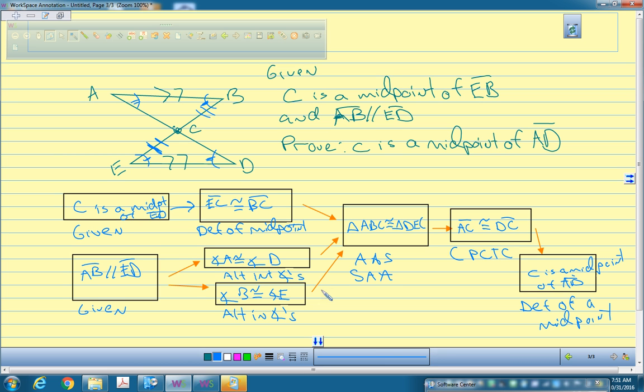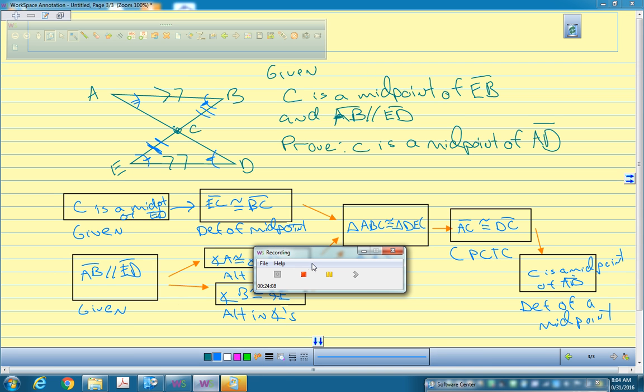Do you guys follow that? What I did? I wrote down what I was given. From what I was given, I was able to prove these triangles are congruent. Then I had to show that these two pieces are congruent, AC and DC. And if they're congruent, I can say that that's a midpoint. So I just stepped on my shortcut. Okay, so that's all I got to teach you.